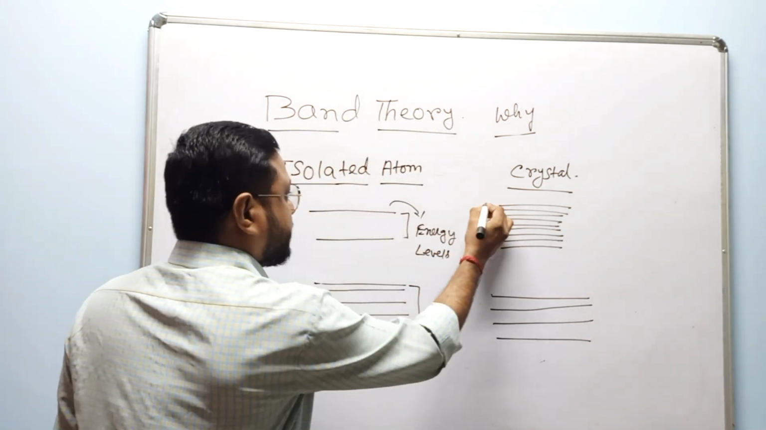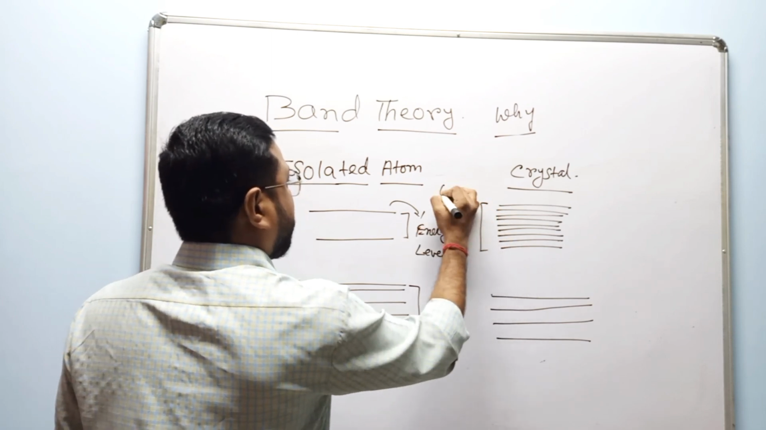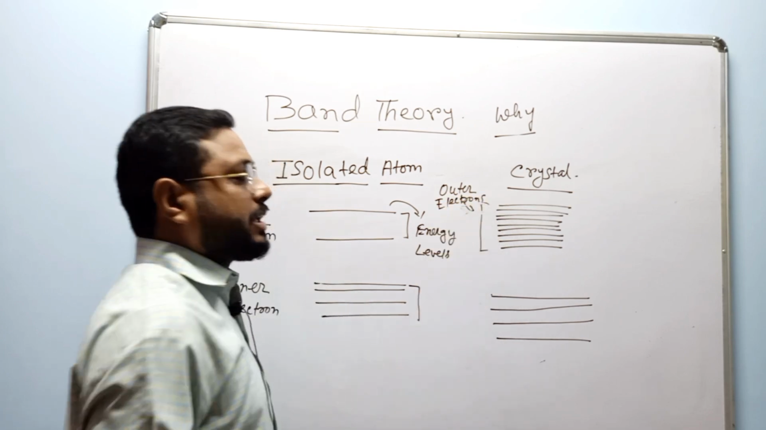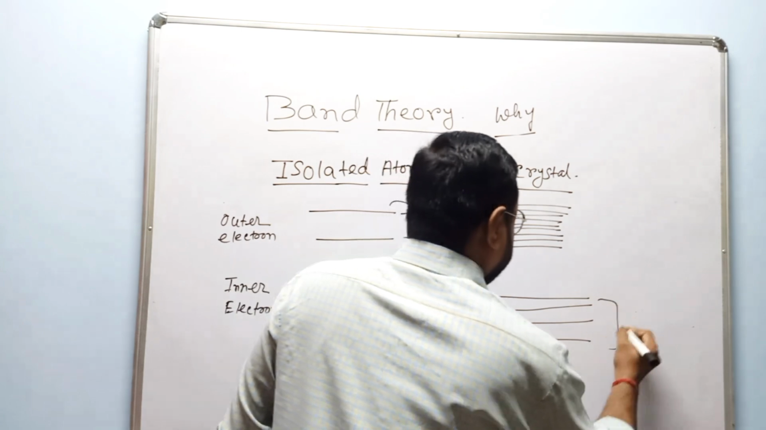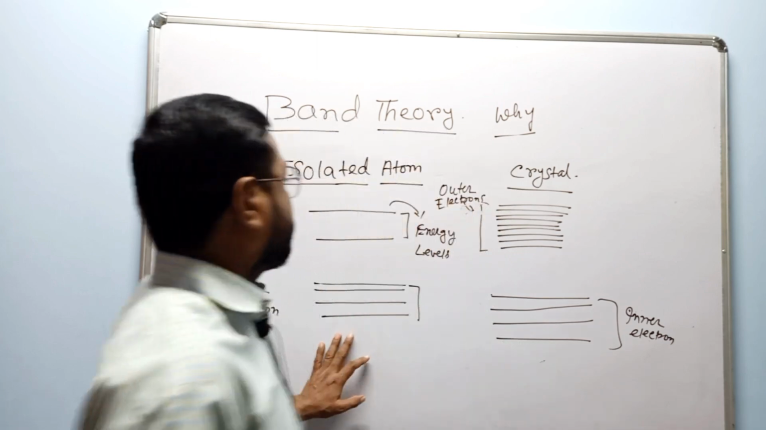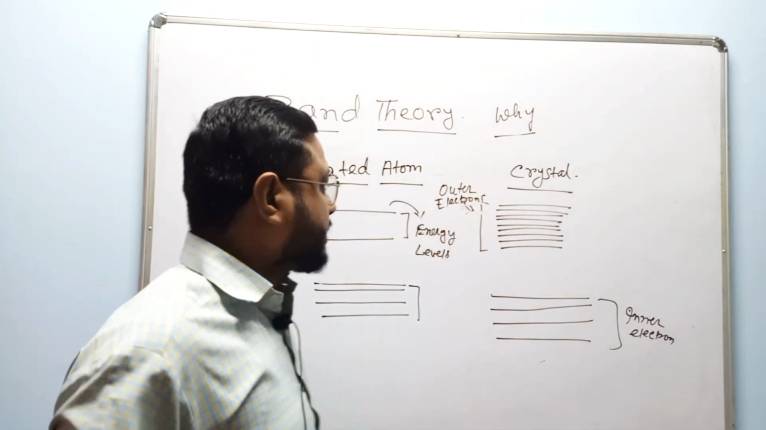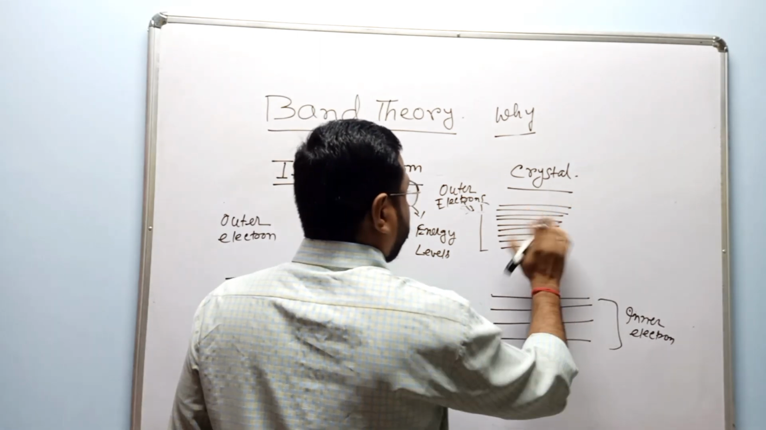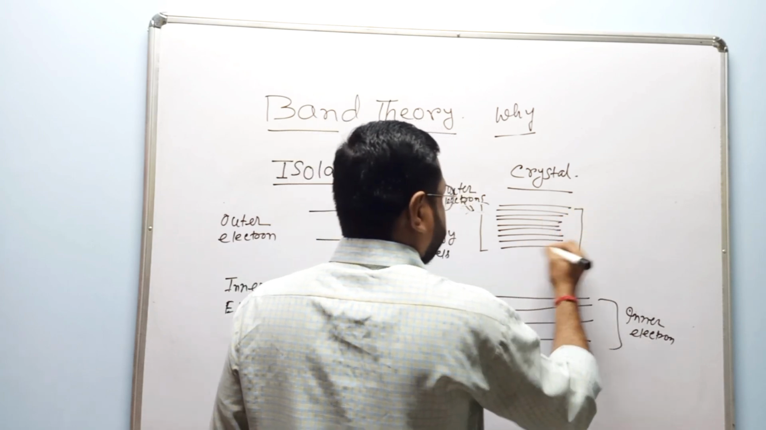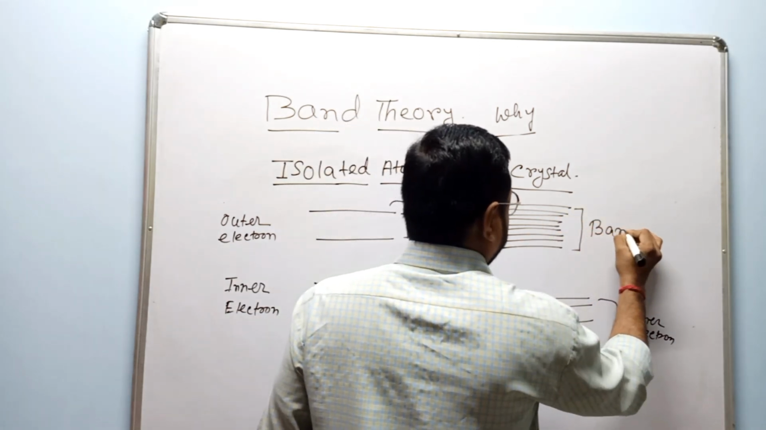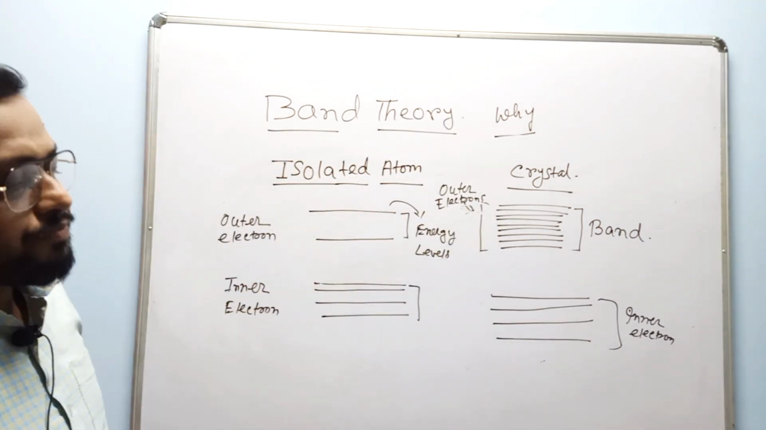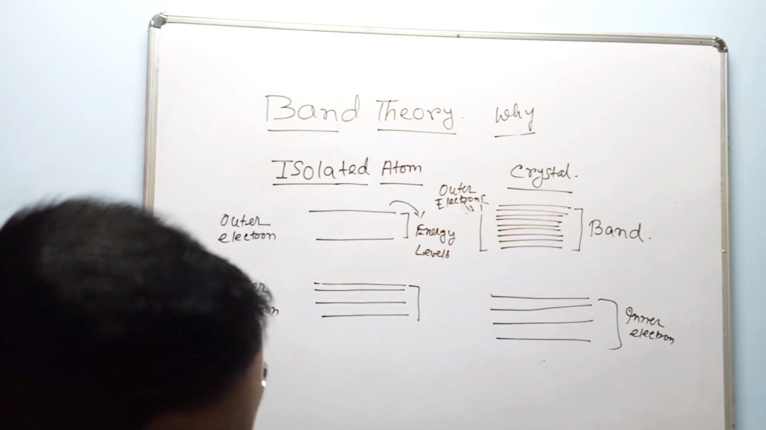So this is the energy levels for outer electrons. In case of crystal, this is the energy level of inner electron, which is same as the isolated atom. But for crystal, the outer electrons' energy levels are split into more number of energy levels which are closely spaced, and we know that when the energy levels are closely spaced, it is called band. Band is a collection of energy levels. This is the concept of band in solid.